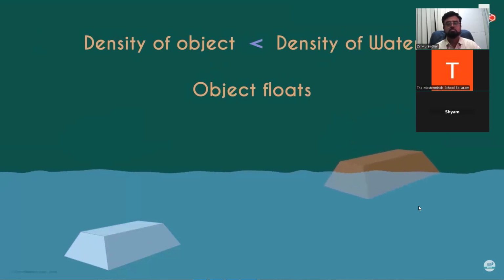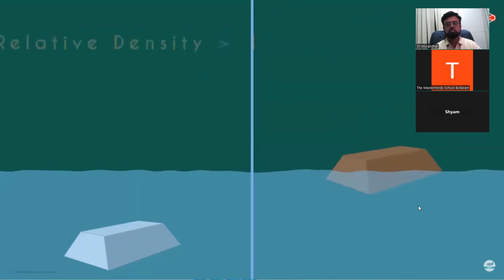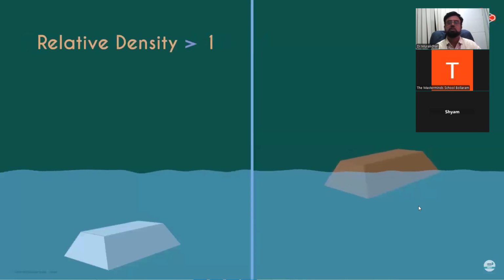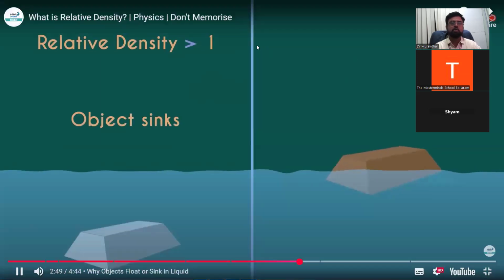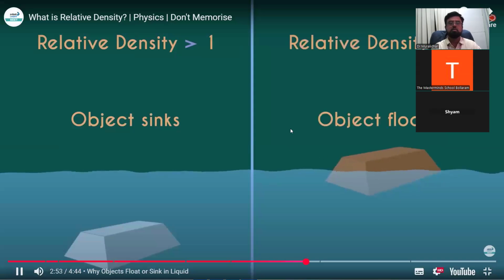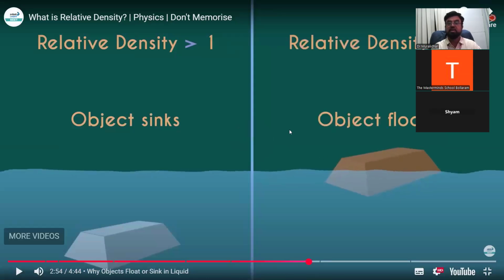How can we say this mathematically? If the relative density of a substance is greater than 1, then it will sink. And if it's lesser than 1, it will float. Very good point here. Relative density clearly determines whether a body is floating in the liquid or sinking in the liquid. Relative density is the density of the substance with respect to water.